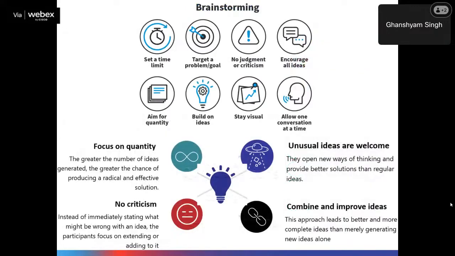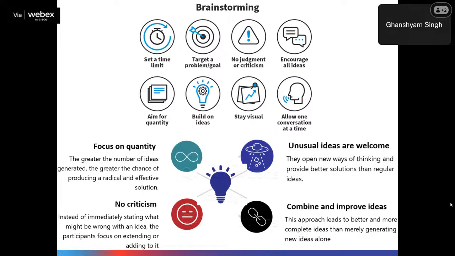So for brainstorming, what are the important steps? First, set a time limit, target a problem and goal, with no judgment or criticism, because when we are doing brainstorming, any student may come with any kind of idea or solution, and we should not give judgment immediately, or criticize their ideas or solutions. Let us encourage all ideas. We should allow everyone to speak, one at a time, and stay visual. Then we should motivate them to build on the ideas and aim for quantity. So these are very important.